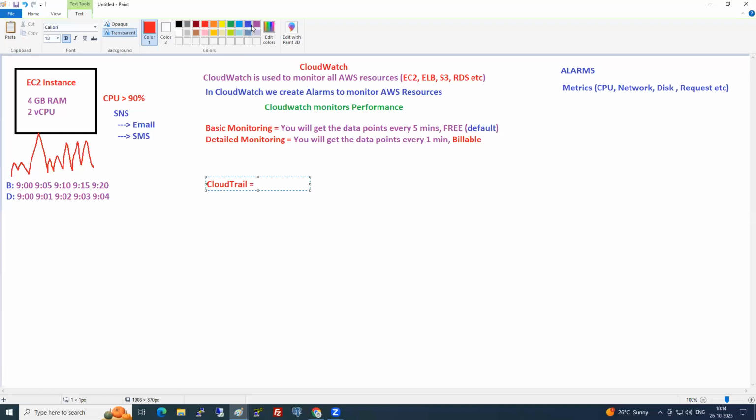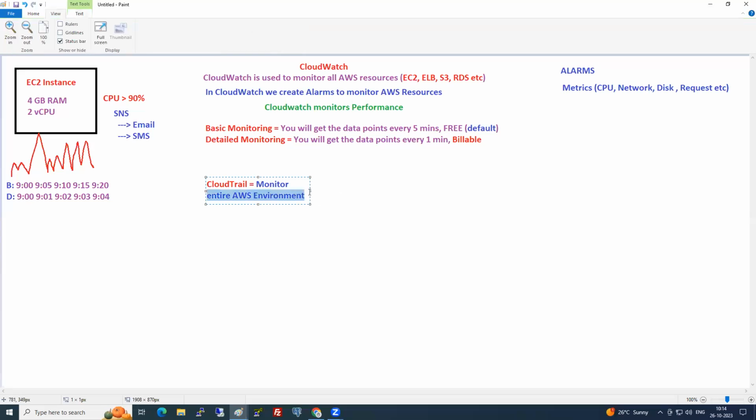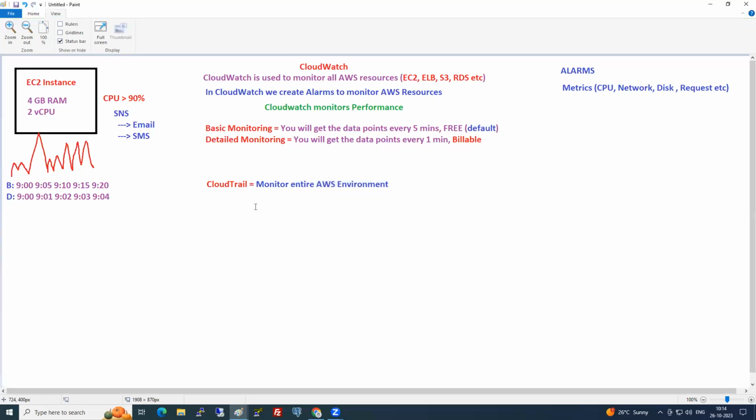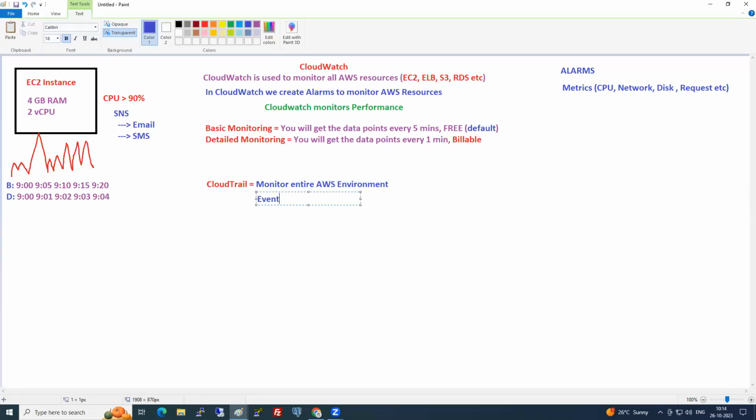Those events are also getting tracked here. It monitors the entire AWS environment. So it is like an event logger. Do you know what an event logger is? All the events, whatever is happening, you need to go and check in CloudTrail. It records and tracks, right? It is used for auditing purposes, all the logs, etc. Everything you will get in CloudTrail.